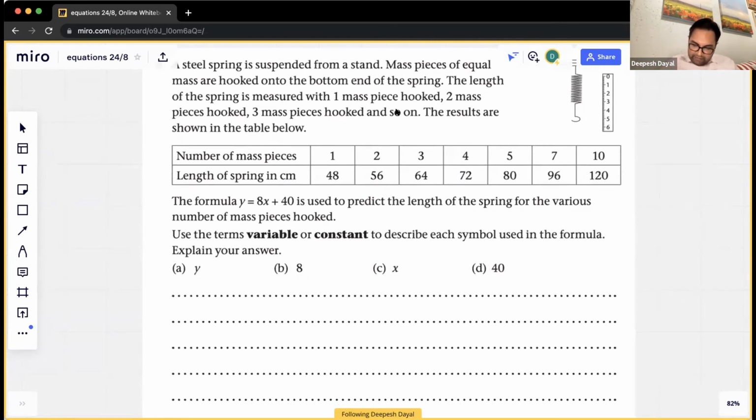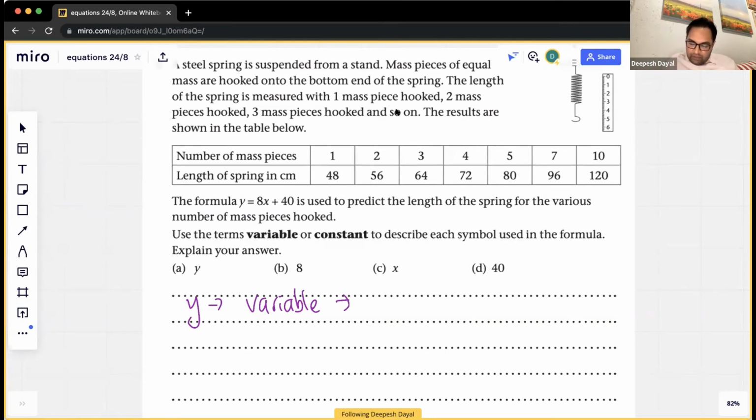So we've got y is a variable. And what does it represent, Trevor? Y represents the answer. But what is the answer? What are we looking for? We're looking for 8 times x plus 40. So let's look, what are we looking for in this question? We are looking for when we add weights, how long the spring becomes. Isn't that so? Yes.